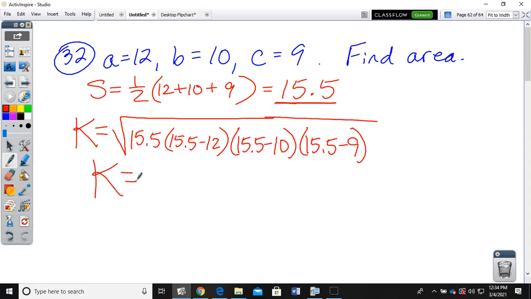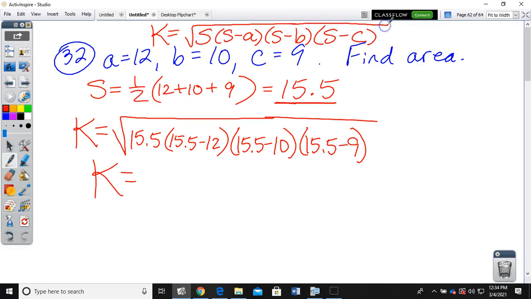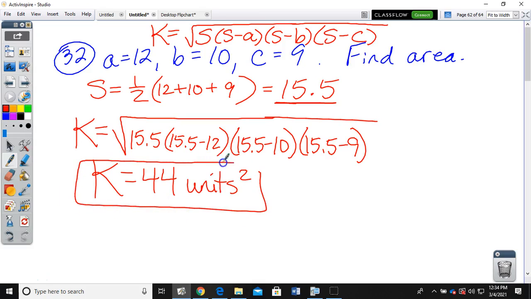So you write your S times S minus A times S minus B times S minus C. Okay, I'll write it up here just so you can see it. Anybody remember what this formula is called? Heron's formula. I don't know why it's called Heron's formula, but it is. Probably some guy named Heron. Probably. You plug all that in, you should get 44 square units. 44.0. Okay?